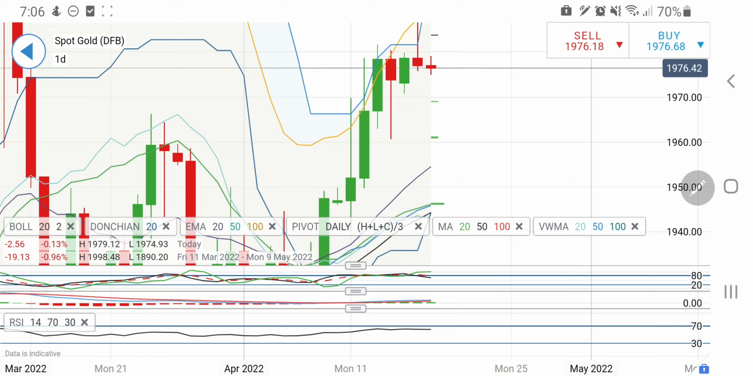On the downside, if it breaks 1970, the immediate support will come into picture at 1967, then 1965, and then it will directly drop to 1960, 1955 and 1950 levels. So take your positions accordingly. Don't trade without a stop loss, always trade with a stop loss.